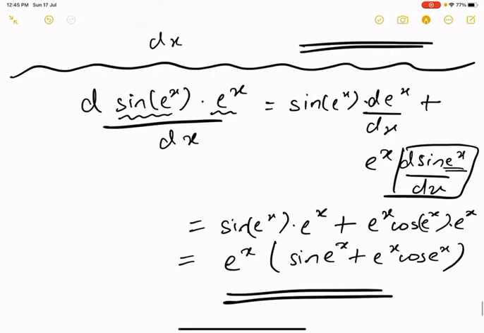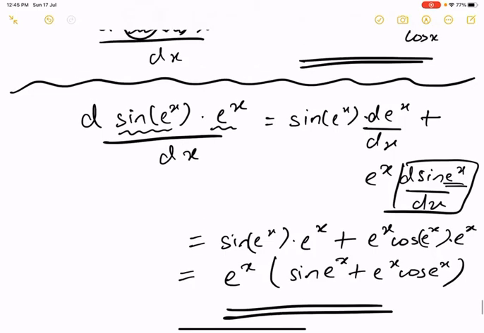So this is the final answer. So first you have seen that two functions are multiplied, then you will split it, and after splitting you are seeing that in the sine function, there is composition, because inside the sine function there is e raised to x. So then you just go on differentiating it.